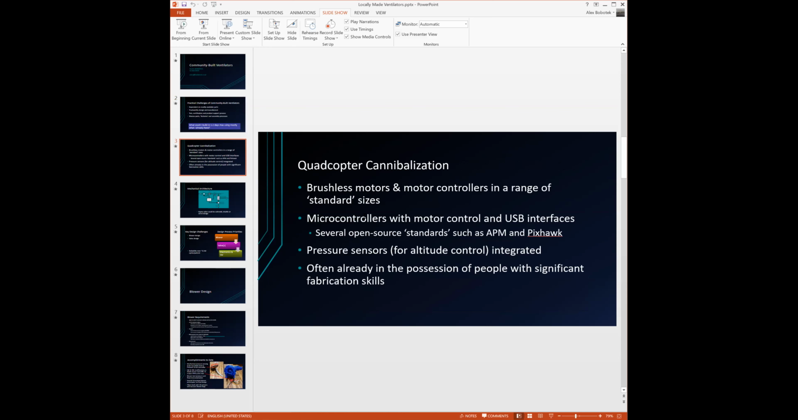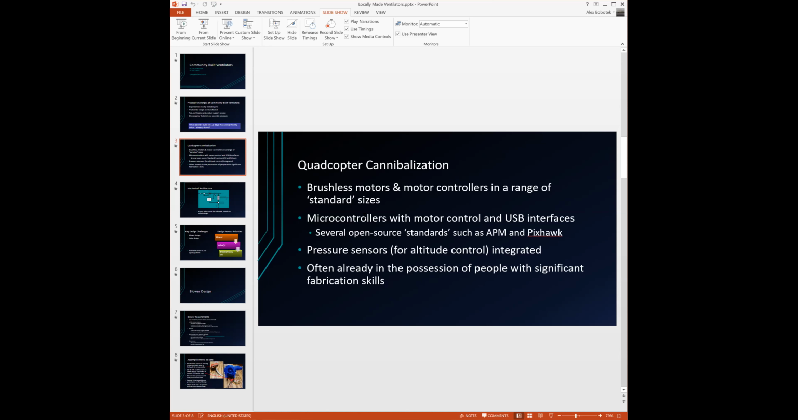These quadcopters have generally brushless motors, well, always in my case, brushless motors and motor controllers with some sort of standards of sizes, motor footprints. They have microcontrollers with motor control and USB interfaces. There's some standardization there. Years ago, the APM and PixHawk became predominant standards. Things have changed a bit since then, but there are hundreds of thousands of these gracing our garages, probably little used.